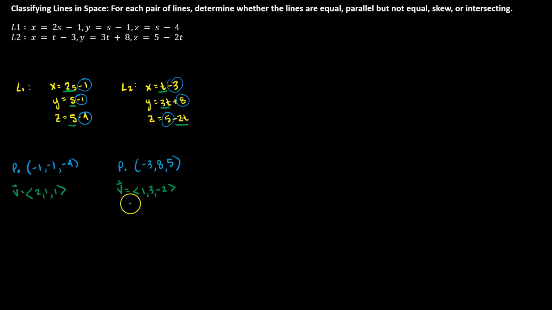Now that I have those things, we can start to talk about whether or not the lines are equal, parallel but not equal, skew, or intersecting. If these lines are parallel, then the vectors have to be parallel. I'll call this v1 for the vector from line 1 and v2, the vector from line 2. So if the lines are parallel, then v1 has to be parallel to v2. They have to have that same direction vector. So we want to know, are they parallel? We have to check that.